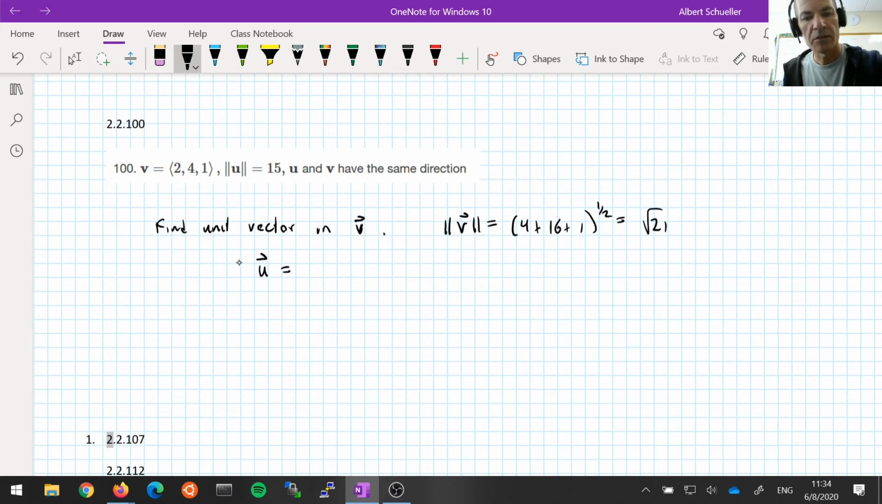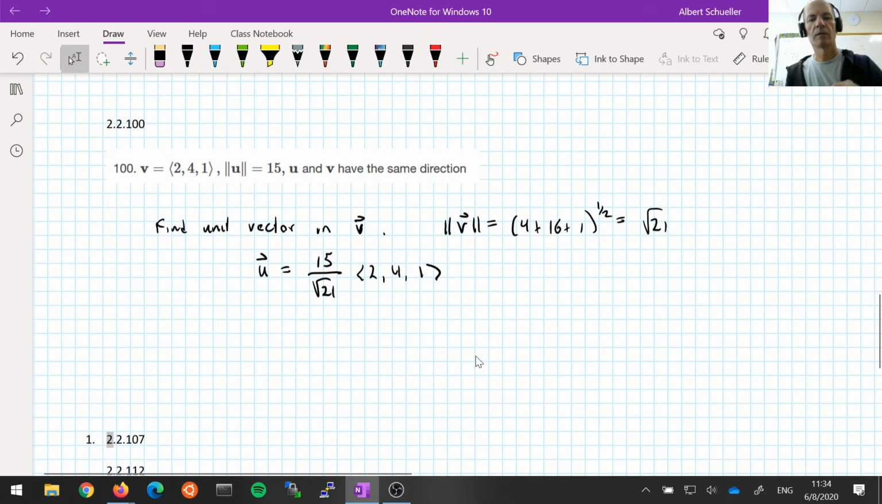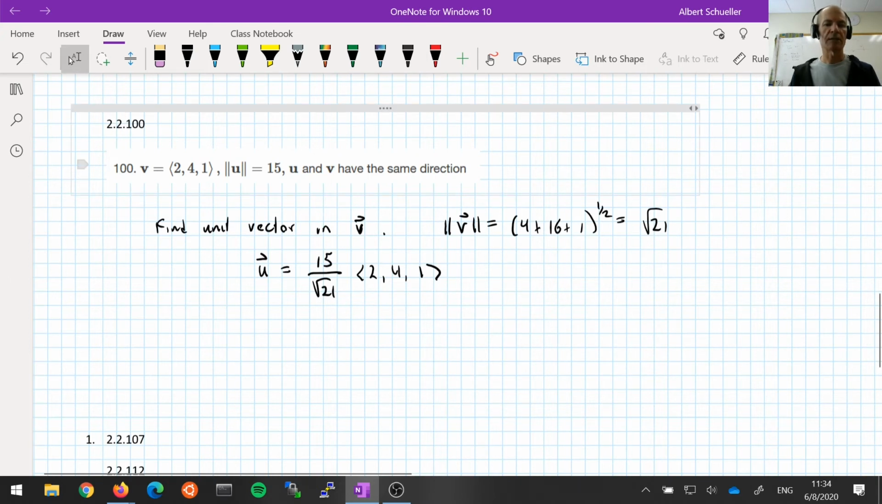We divide by the square root of 21 to make it a unit vector, and we multiply by 15 to then stretch it out so that it has magnitude 15, and then we just take 2, 4, 1. So the vector that points in the same direction as v is this vector divided by the square root of 21. That makes it a unit vector, and then we multiply by 15. That makes its magnitude 15.